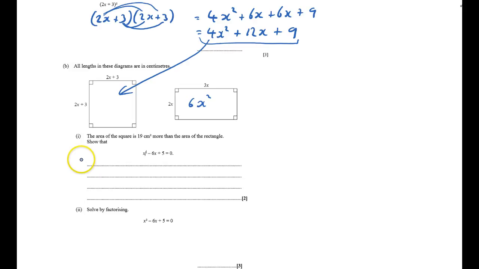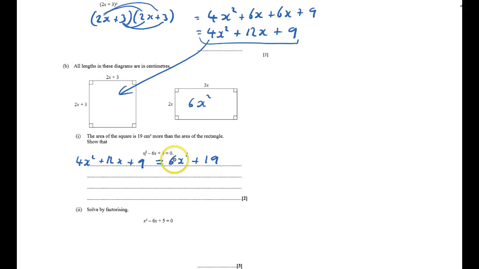So that says the area of the square, the left-hand bit, 4x squared plus 12x plus 9, that's the area of the square, must equal 19 more than 6x squared. So 6x squared plus 19. Whenever we get a quadratic, we always want to get it so that all the x squareds are on one side, all numbers are on one side.